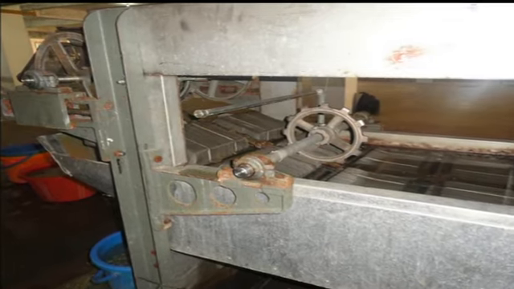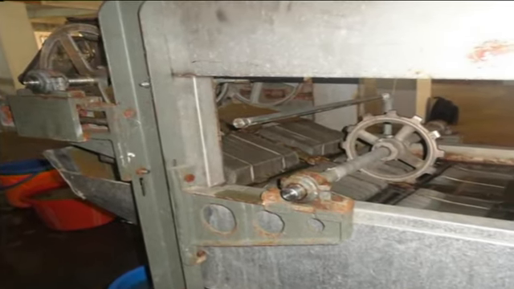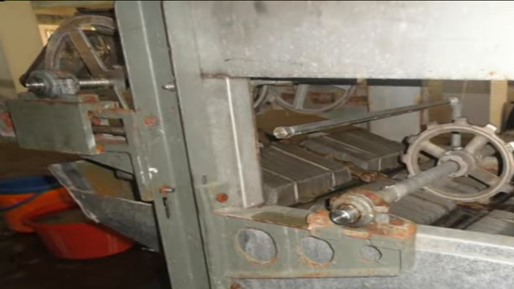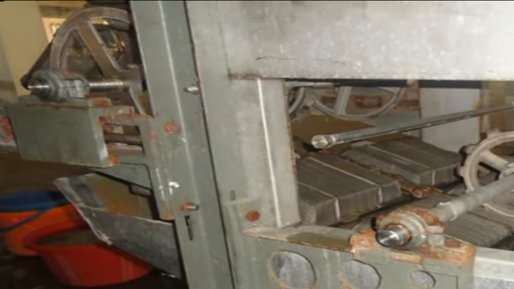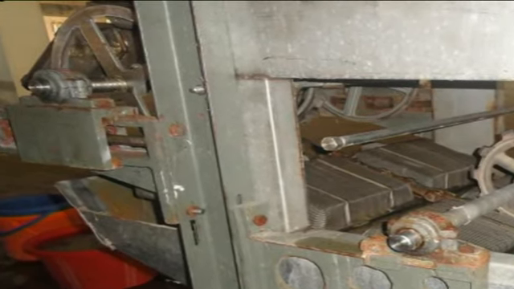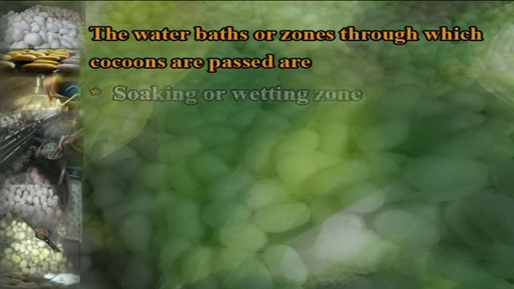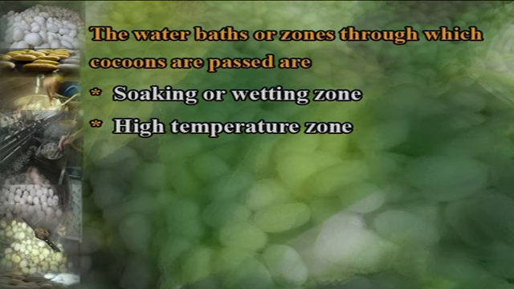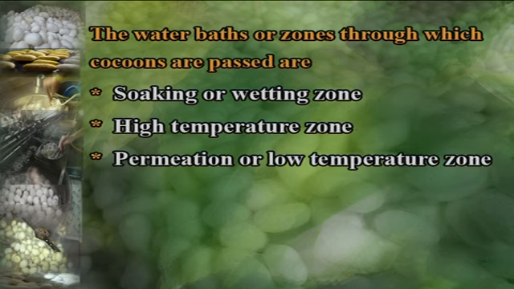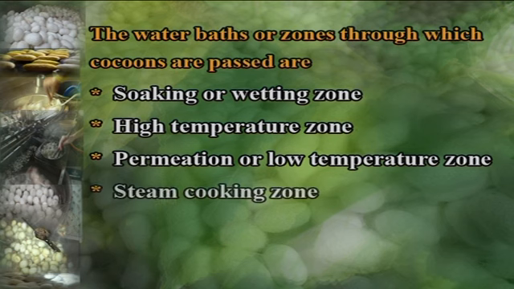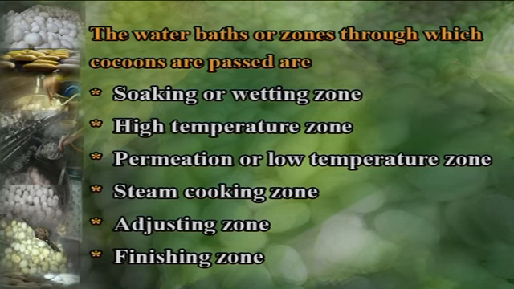The machine consists of a series of water baths through which the cocoons are carried in baskets fitted to an endless conveyor chain. The water baths or zones through which cocoons are passed are: soaking or wetting zone, high temperature zone, permeation or low temperature zone, steam cooking zone, adjusting zone and finishing zone.